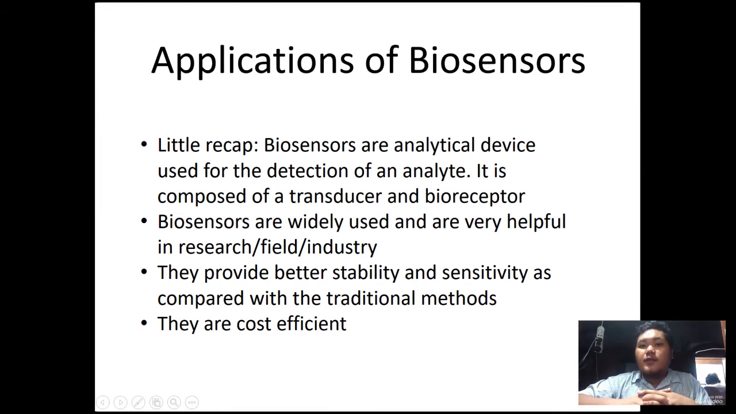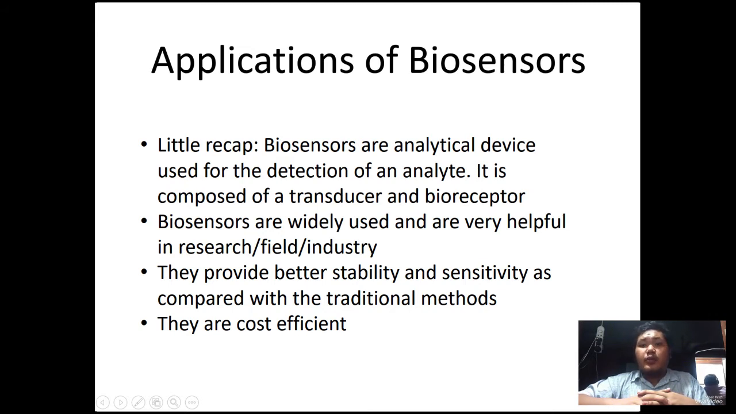They are widely used and very helpful in the field, research, and industry. Biosensors are now considered an important part in the research field and industry, namely food, medical, and environment. They provide better stability and sensitivity as compared with the traditional method.